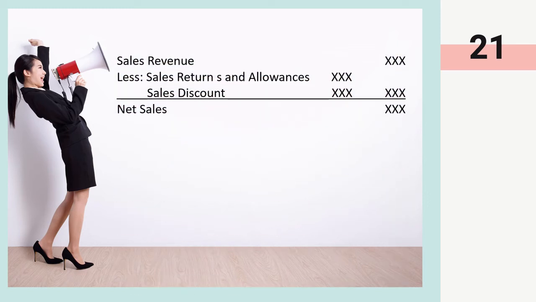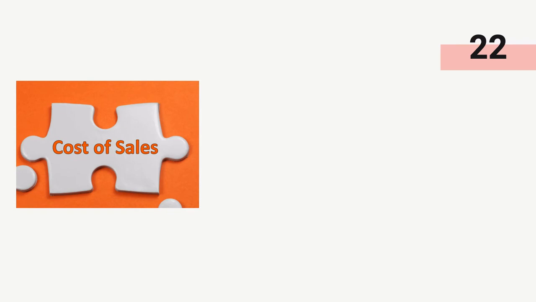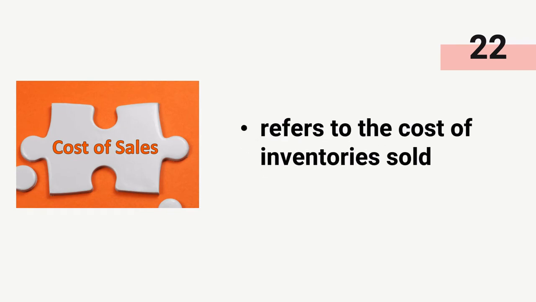Example, if you can see, sales revenue, then amount, less the total ng sales returns and allowances and sales discount. The answer is the net sales. Cost of sales. This refers to the cost of inventory sold.